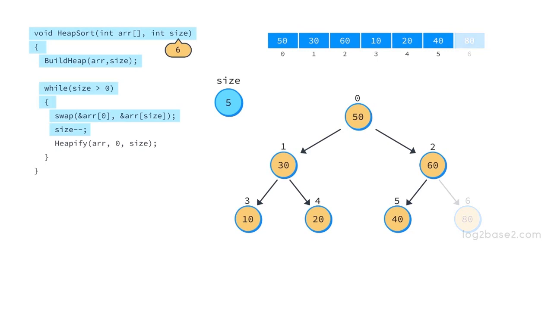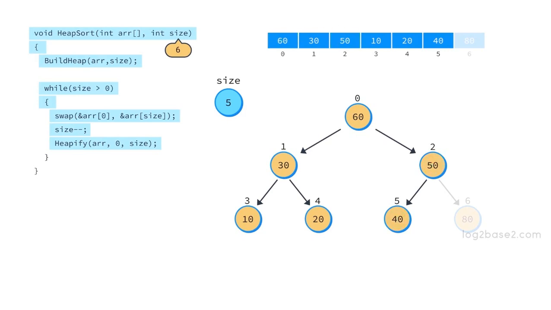Since we changed the element at index 0, we have to check if the heap property is violated. And if it is violated, it should be corrected. So call the heapify function at index 0. And see here, 60 is greater than 50. So these will be swapped. And the other elements are okay. So that is done.